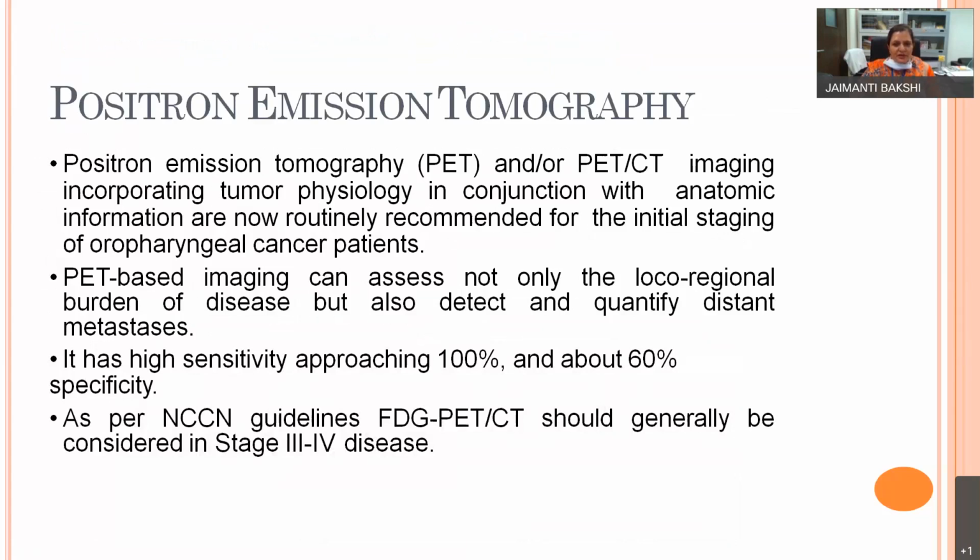Positron emission tomography, alone or with PET-CT, is imaging incorporating tumor physiology in conjunction with the anatomic information, and is now routinely recommended for the initial staging of oropharyngeal cancer patients. PET-based imaging can assess not only the locoregional burden of the disease, but can also detect and quantify the distant metastasis. It has a high sensitivity of 100% and about 60% specificity. As per NCCN guidelines, FDG PET-CT should generally be considered in stage 3 and stage 4 disease in all patients.